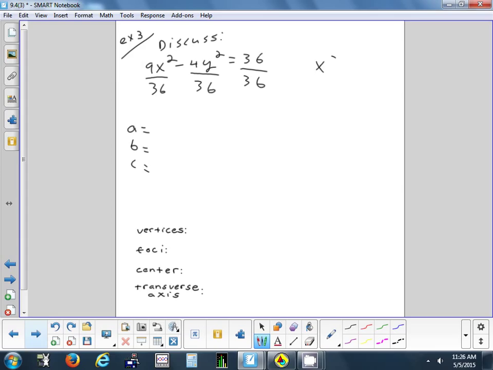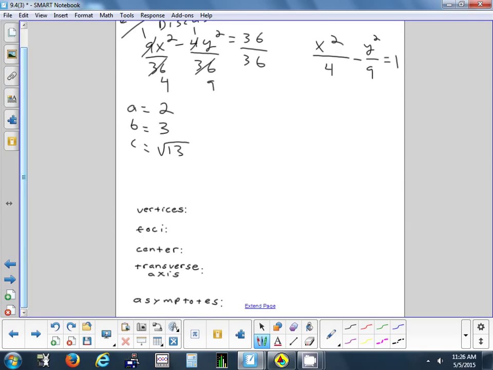Right, so we're going to get x squared over 9 goes into itself once, 9 goes into 36 4 times. 4 goes into itself once. 4 times 9 gives me 36. Now it's equal to 1. Okay, now we can do just what we did on the last problem. In this case, A is 2, B is 3, and C is going to be the square root of 13. C squared equals 4 plus 9. 4 plus 9 is 13. Take the square root.